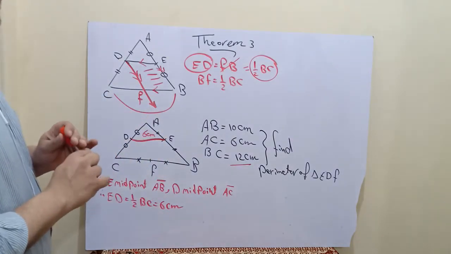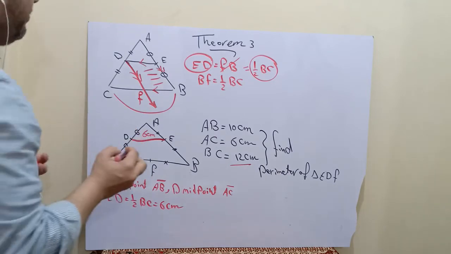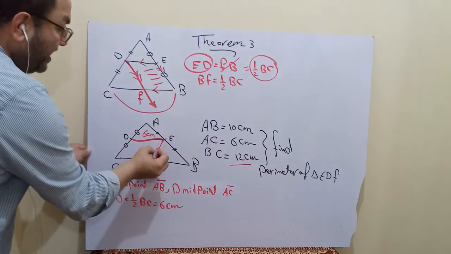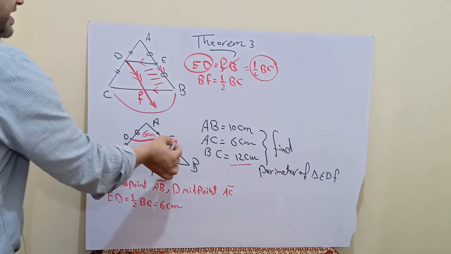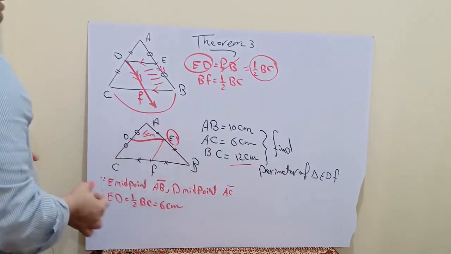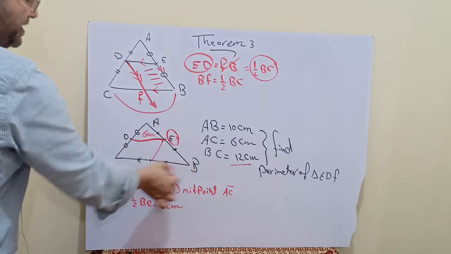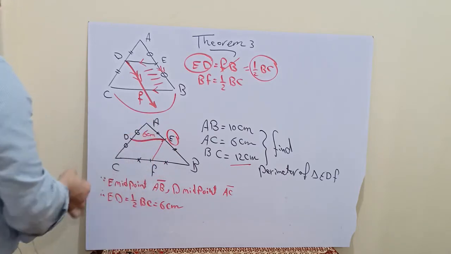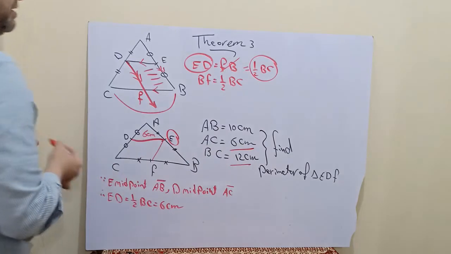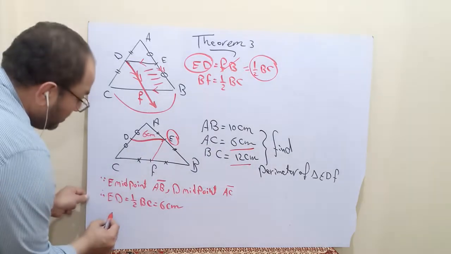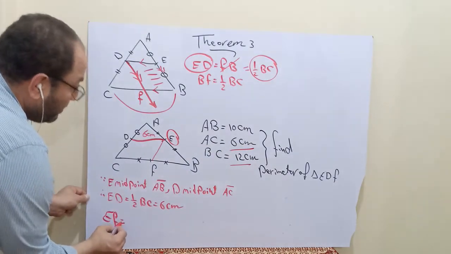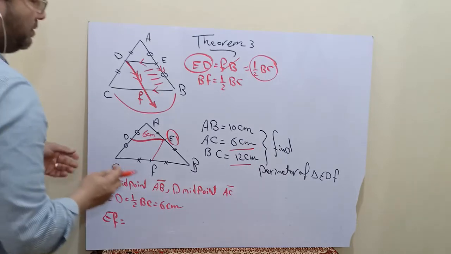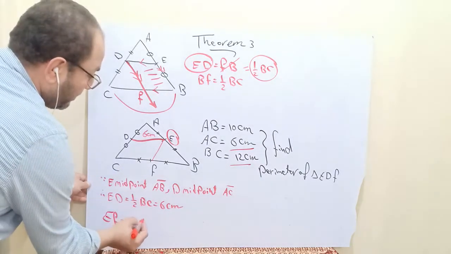Similarly, by the same way, we can find the length of EF, because E is a midpoint of AB, F is a midpoint of BC, then EF equal half length of AC, but AC equals 6 centimeter, then EF equal 3 centimeter.